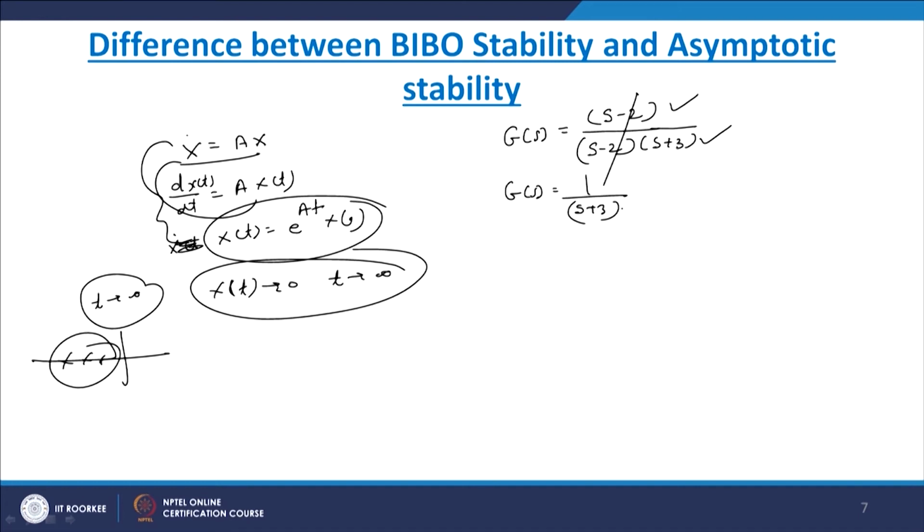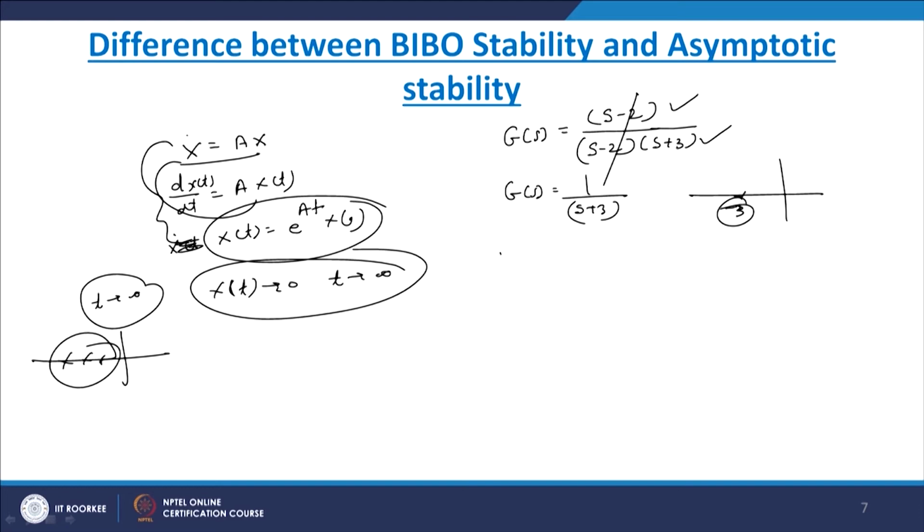So, definitely s plus 3. Here the eigenvalue is on the left hand side, that is minus 3. So, this system is stable, because mathematically this is true, s minus 2 has been cancelled. Now we try to think from a state space point of view. For that purpose, now we solve this.